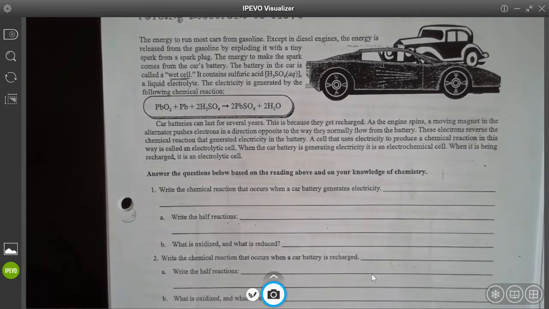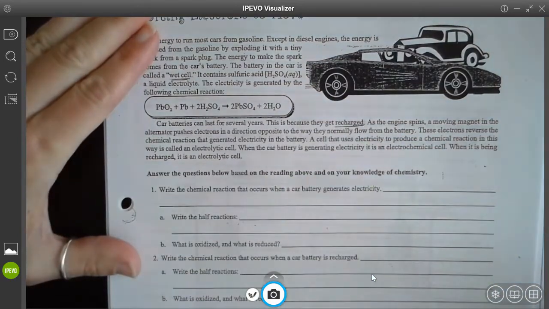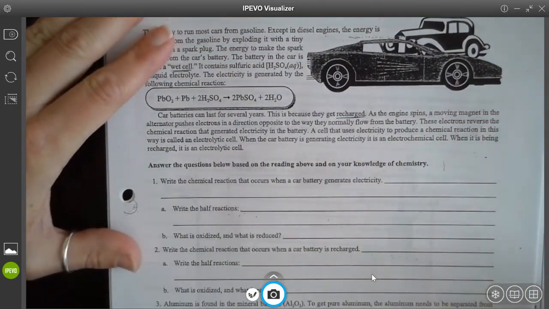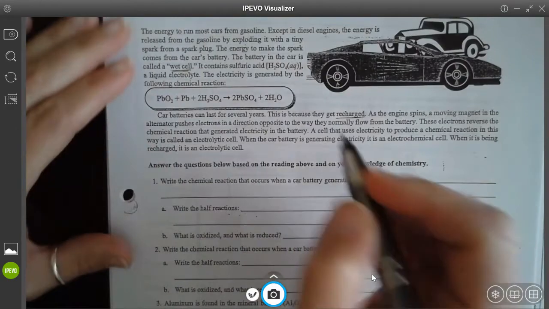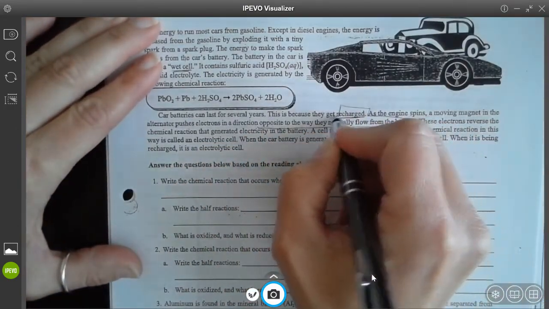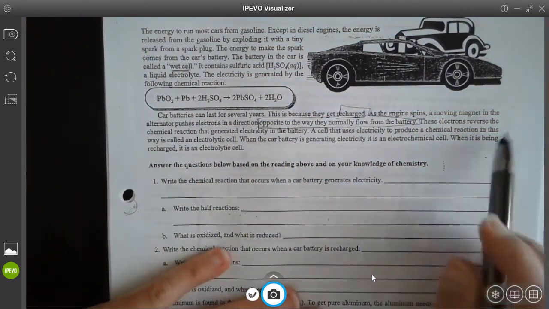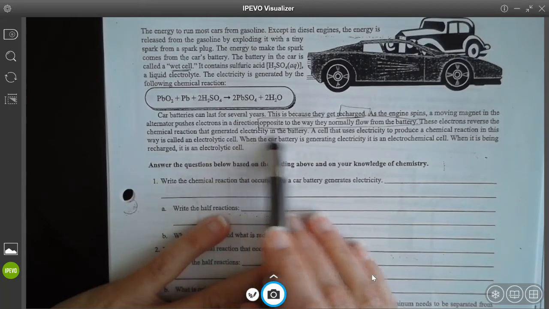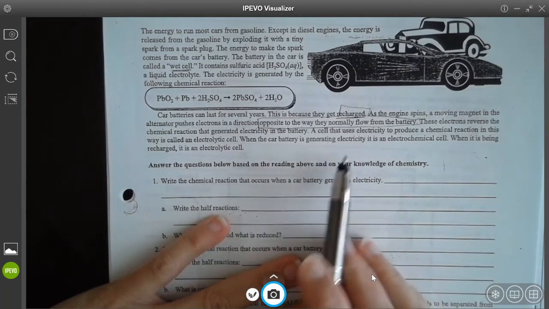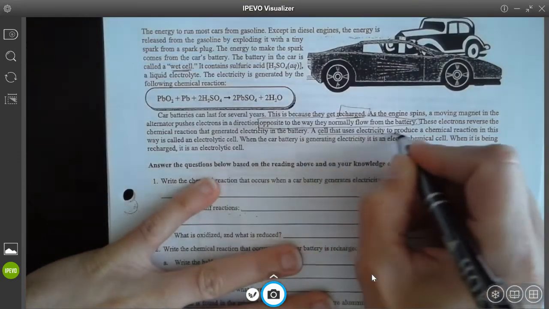Now, a car battery can last for several years because it gets recharged. As the engine spins, moving magnets push the electrons in a direction opposite the way they normally flow. That's how a recharge happens. These electrons in the reverse chemical reaction generate electricity for the battery. A cell that uses electricity to produce a chemical reaction is called an electrolytic cell.